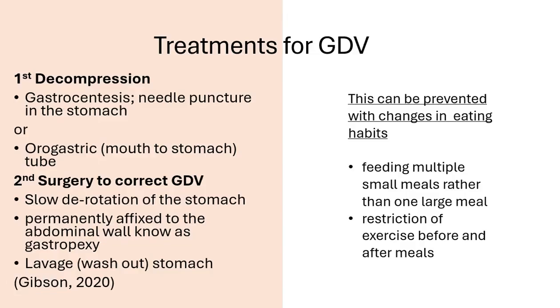Two ways to decompress the stomach, and this depends on if an orogastric tube can be passed through the esophagus. If not, then a needle can be punctured through the stomach, known as gastrocentesis, followed with lavage. Surgery must then be done to derotate the stomach and then suture the stomach wall to the abdomen, known as gastropexy.